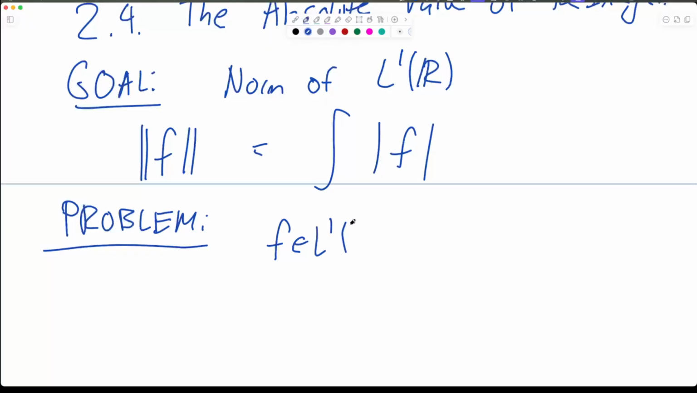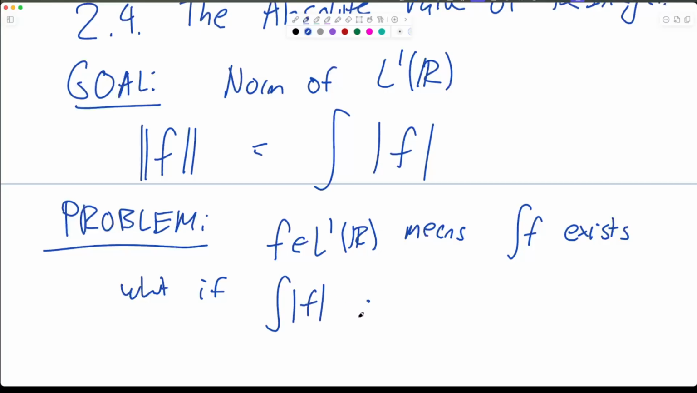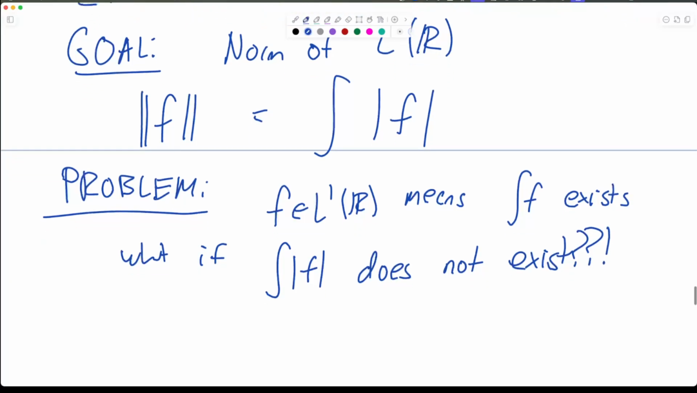F in L1 of R means the integral of f exists, right? And it's that infinite sum of step functions. What if the integral of the absolute value of f does not exist? Does not exist. And you might think, oh, this is kind of a silly thing to worry about.